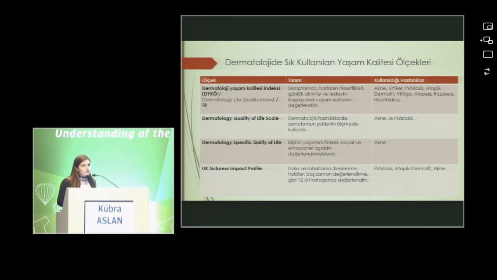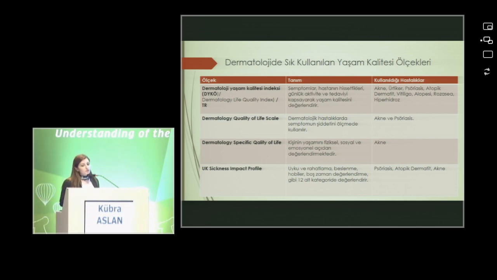Dermatology Quality of Life Index is commonly used. It has a Turkish version. Symptoms, what the patient feels, and daily activity are used in order to evaluate the quality of life. It is used commonly, and you can see in which patient diseases it is used: acne, urticaria, atopic dermatitis, psoriasis, etc. There is another scale through which we can understand the severity of the symptoms.